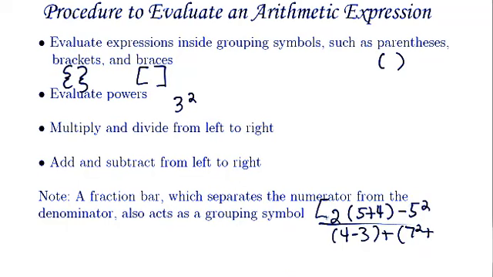And it's telling me that I need to handle the numerator, get a result for that, then I need to find the result for the denominator separately. Once I have those results, then I'm going to divide by whatever it is I've found in the numerator and divide that by the result in the denominator. So a fraction bar can act as a grouping symbol like parentheses.